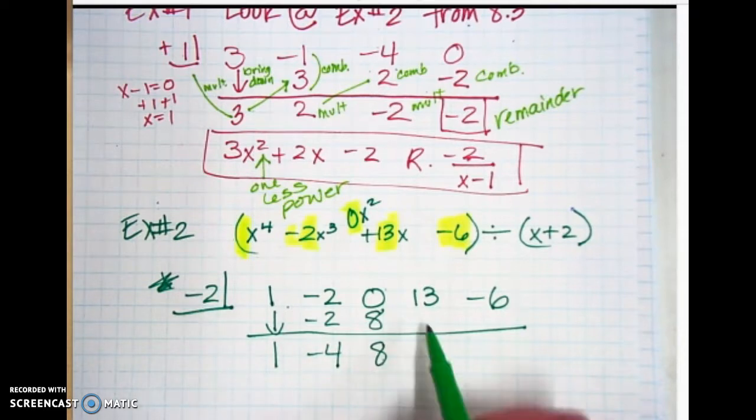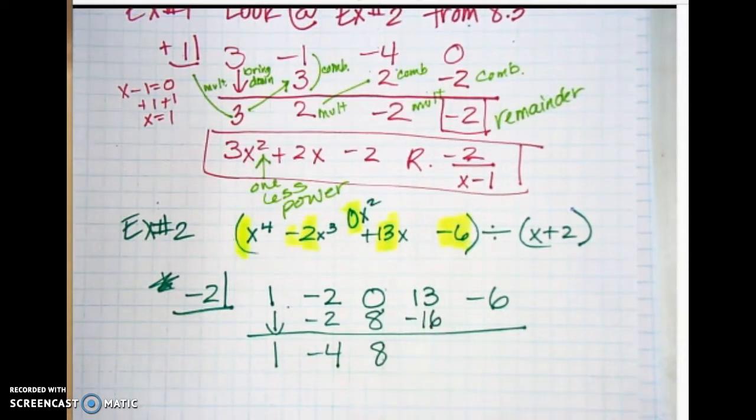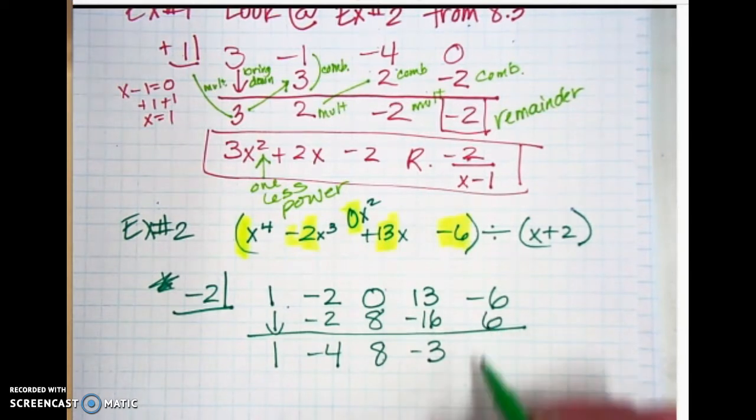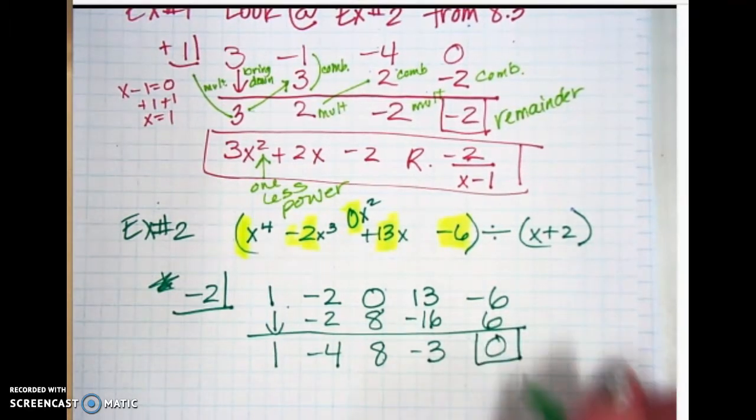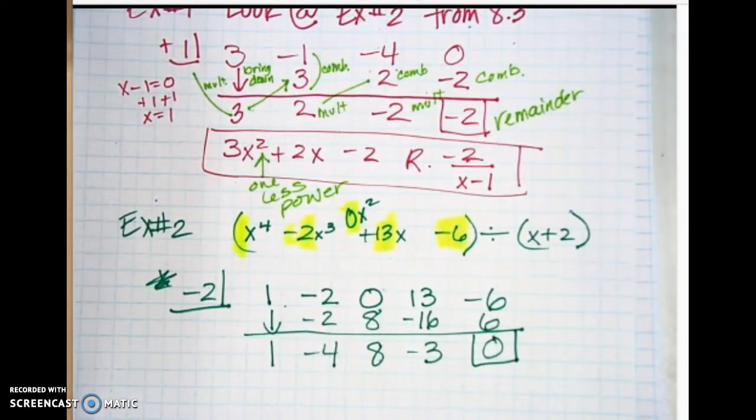Multiply the negative 2 and the 8 for negative 16. Combine the 13 and the negative 16 for negative 3. Multiply the negative 2 and the negative 3 for positive 6. Combine the negative 6 and the 6 for 0. Okay? This last number would be your remainder. But since it's 0, there isn't going to be a remainder on this one.